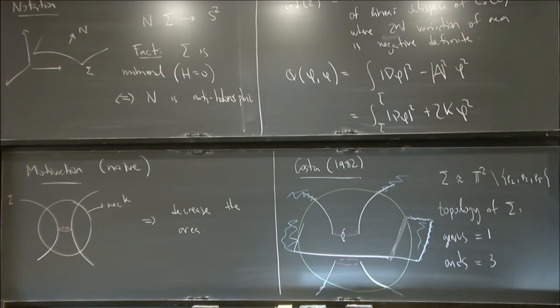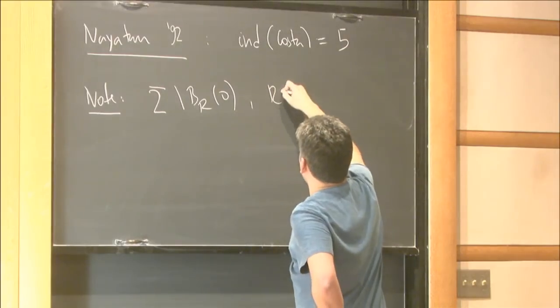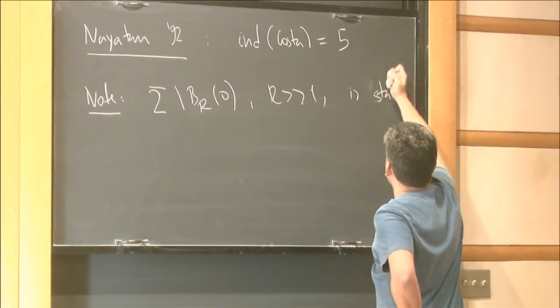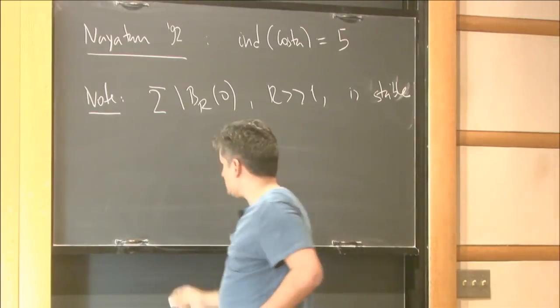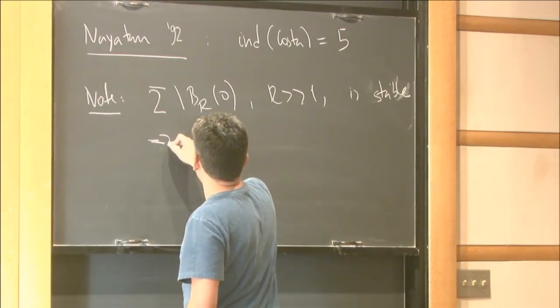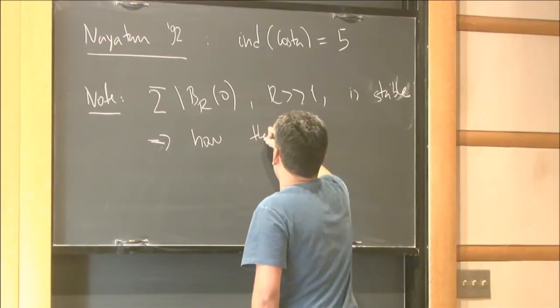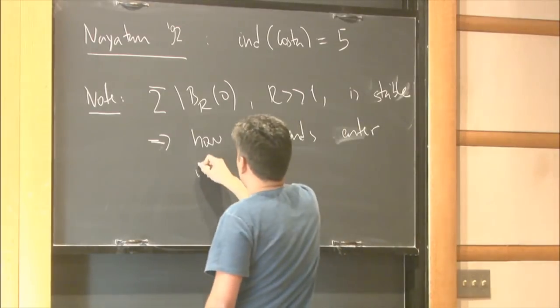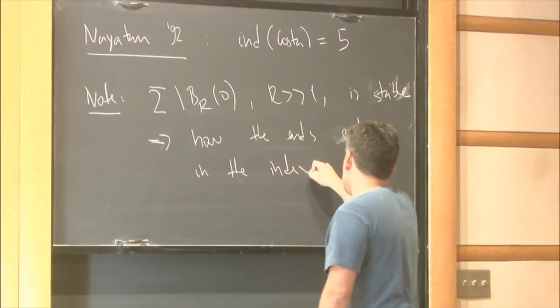Still, let me write this because it is going to be important for later. Note that sigma minus a ball of radius r, where r is big enough, is stable. So then there's this question: how do the ends enter in the index calculation?